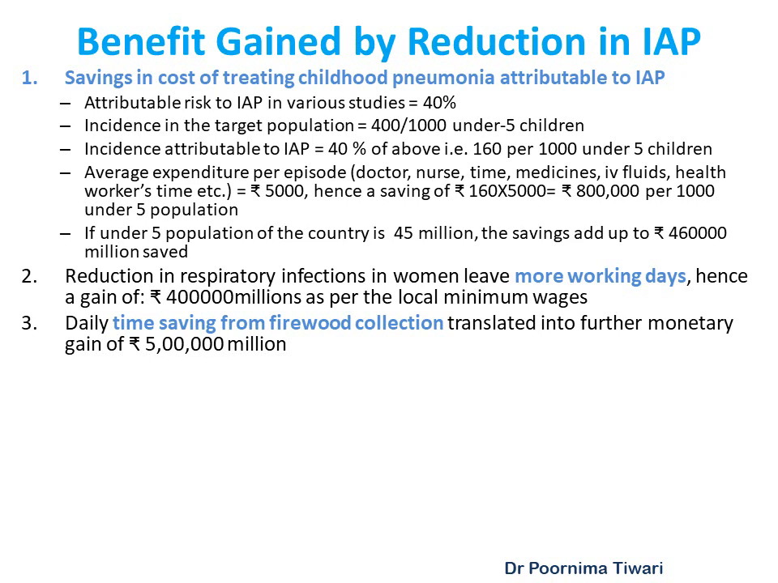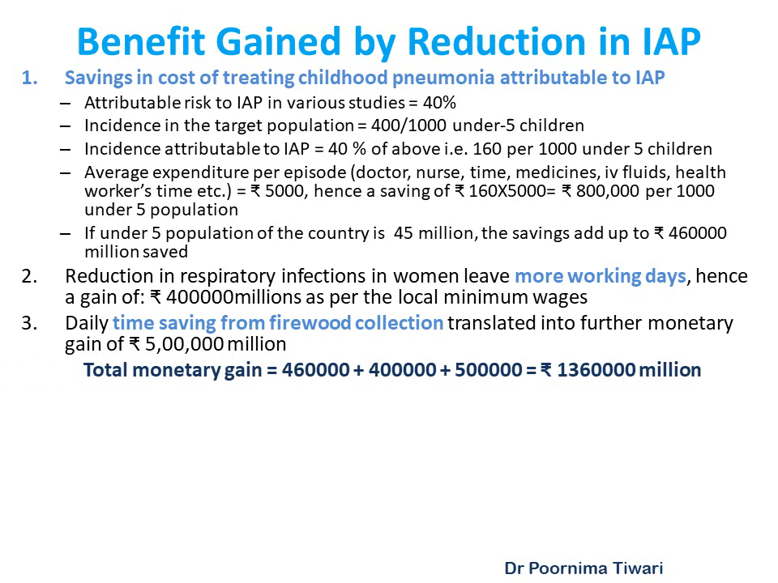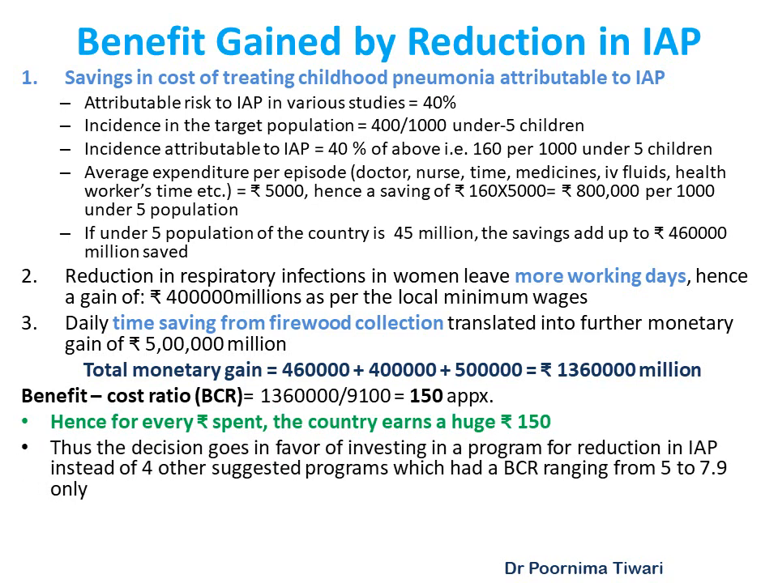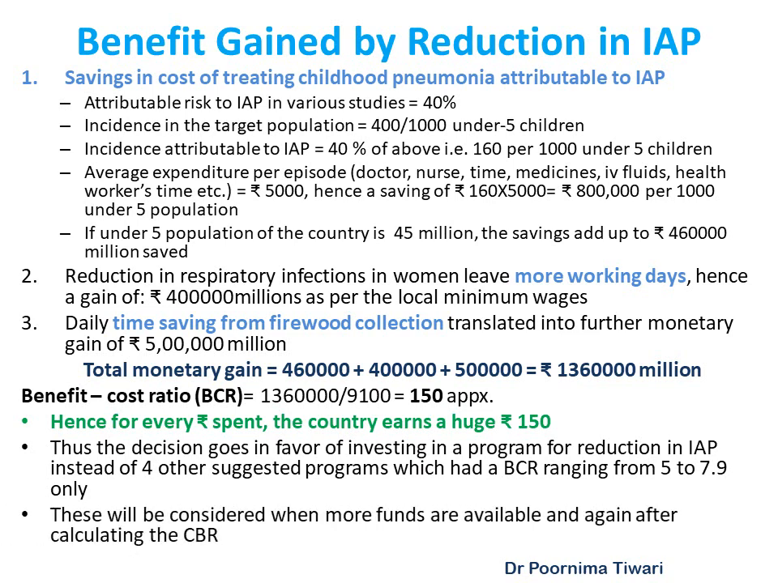So the total monetary gain was calculated to be so much, which was divided by the cost of 9100 million rupees, and the benefit cost ratio came out to be 150. That means for every rupee spent, the country earns a huge 150 rupees. Thus, the decision goes in favor of investing in a program for reduction in indoor air pollution. And the other 4 which were also suggested had a benefit cost ratio ranging from 5 to 7.9. Then obviously 150 had the upper hand.